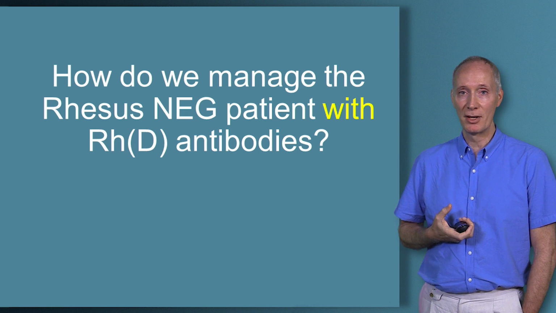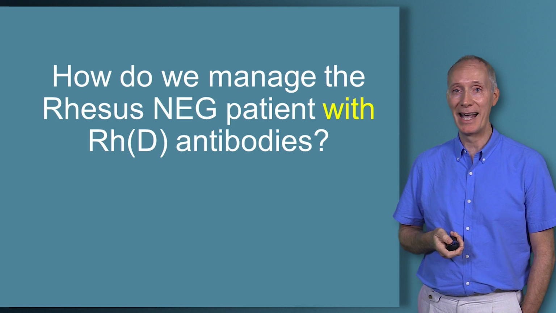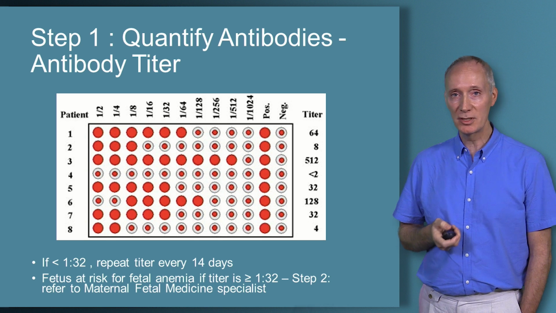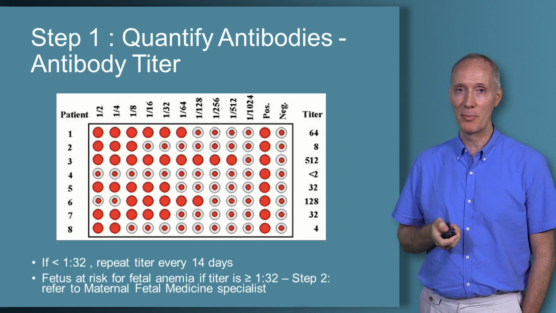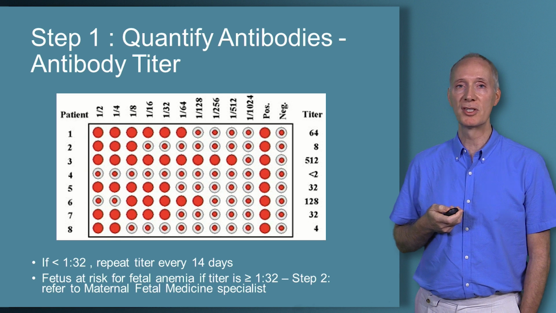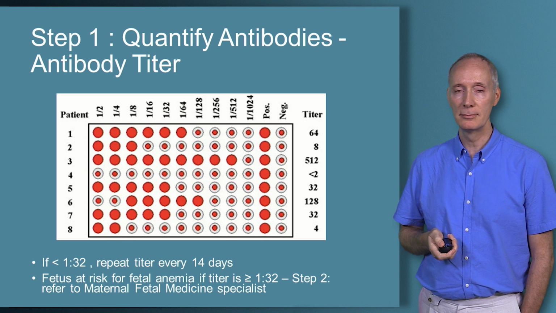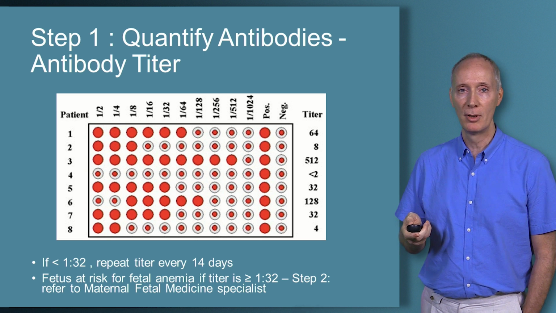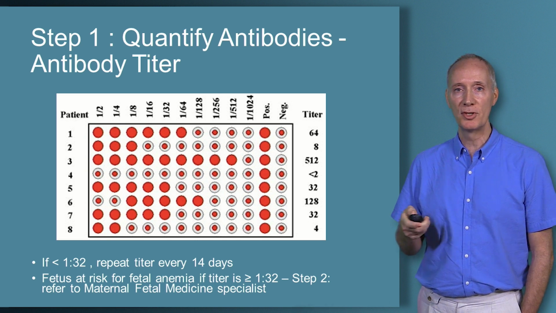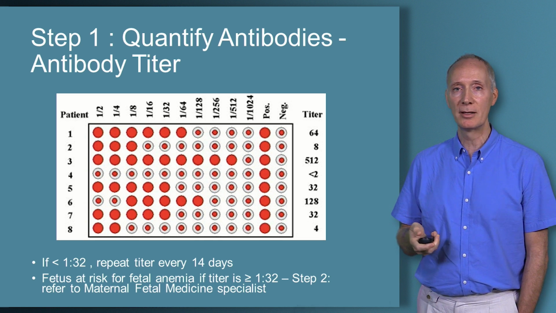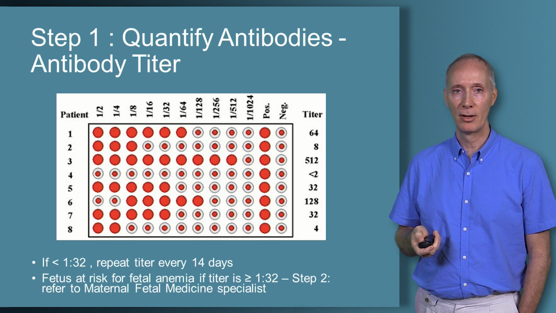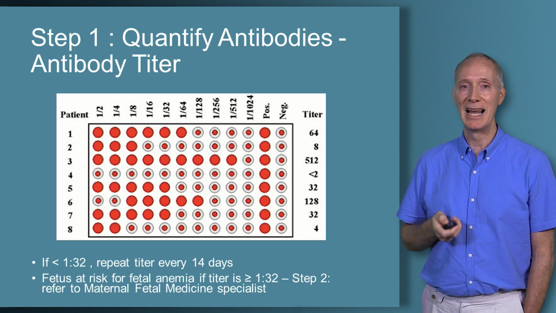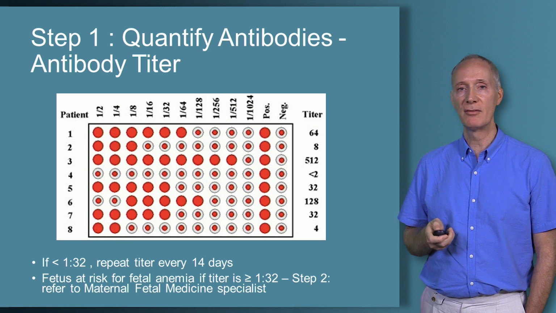How do we manage the patient that is rhesus negative but has rhesus antibodies? First, we have to quantify those antibodies. So we know that they're there, but now we have to know what the approximate concentration or titer is. And you establish the titer by diluting stepwise the original sample. So as the number goes up, the dilution gets stronger and stronger, and at some point the reaction will become negative.